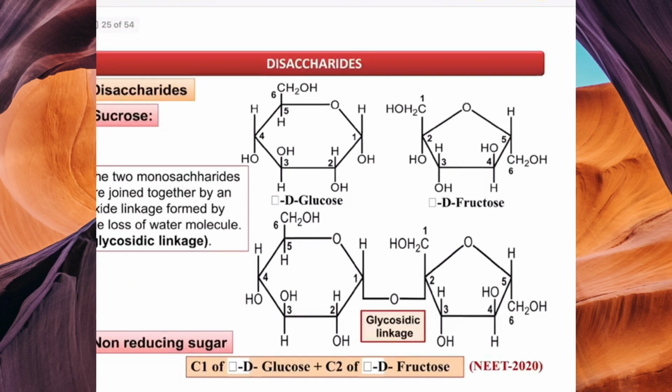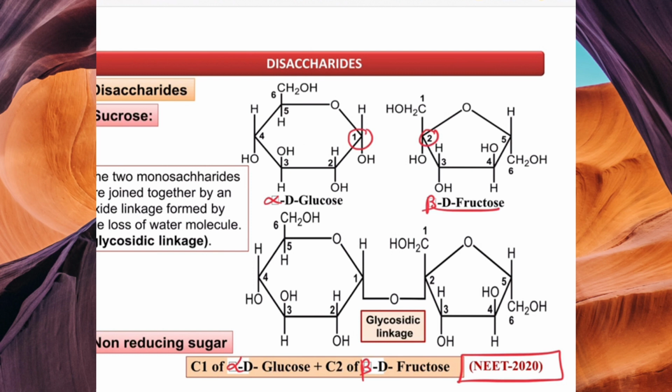The first one I'm talking about is sucrose. Sucrose is a disaccharide which on hydrolysis gives alpha D glucose and beta D fructose. This is a NEET 2020 question. You see here, this is the C2 carbon of the fructose. This is alpha D glucose. This is beta D fructose.